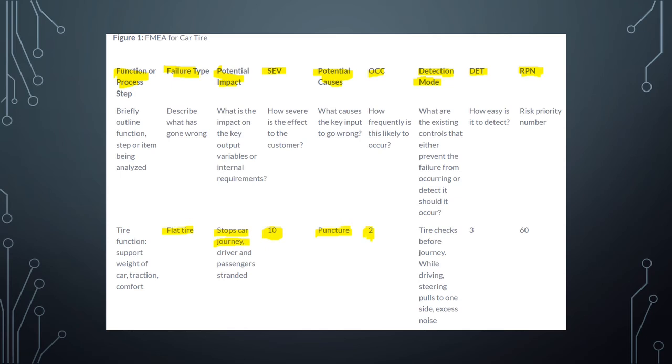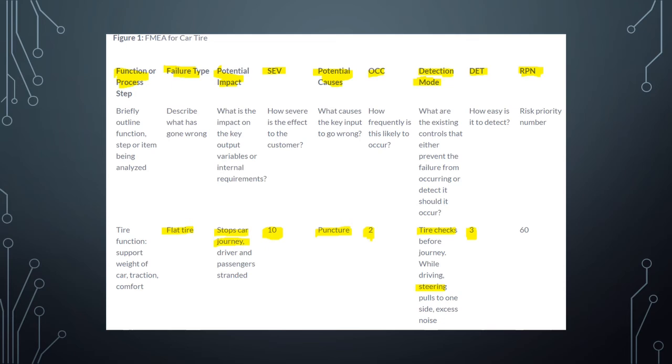So what's our detection mode? How can we determine if there's been a puncture in our tire or not? Well, we can do tire checks before we start a drive. If you notice your steering pulling to one side, that could be an indicator that one of your tires is low. If there's excessive noise, that's usually a pretty good indicator that you have a flat tire. And so how easy is it to detect a flat tire? Well, we scored this a 3. It's not always immediately evident, but usually it's pretty easy to tell when you have a flat tire.